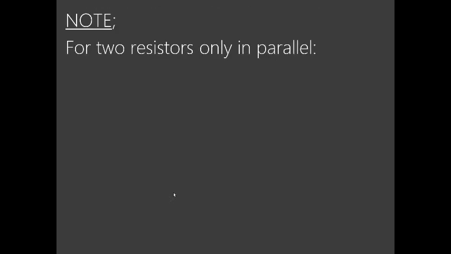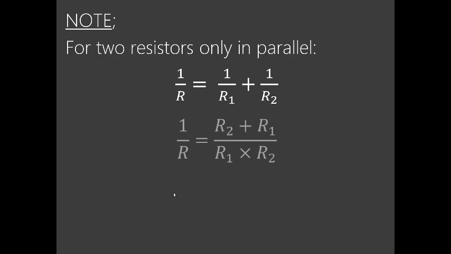So note, for two resistors in parallel, you're going to have 1 over R is equal to 1 over R1 plus 1 over R2. And therefore, the LCM here is R1 times R2, which we have written here. If you divide this by that, you'll have R2. This by that, you'll get R1. So you'll end up with 1 over R is equal to the sum over the product.